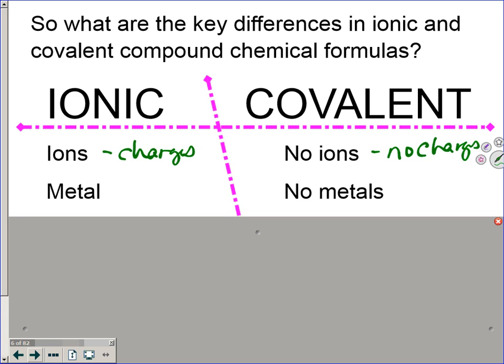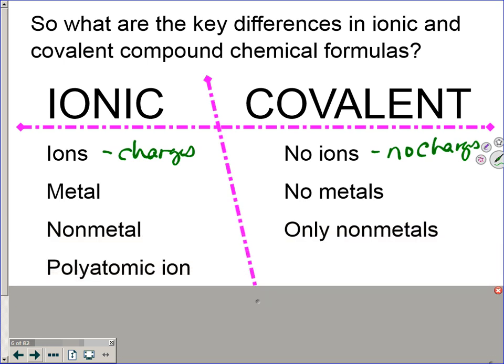If there's a metal present, probably it's going to be ionic. If there are no metals present, it's going to be covalent. So the metal could either be bonded to a nonmetal or to a polyatomic ion, which is what I was referencing this morning for the warm-up. But in terms of what you're looking for, there does have to be a metal present and it's going to be bonded to one of the following. If you have no metals and only nonmetals, you're definitely covalent.